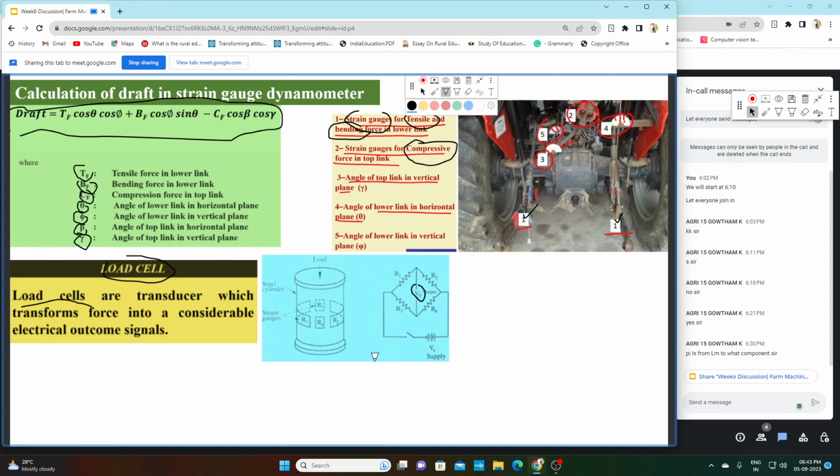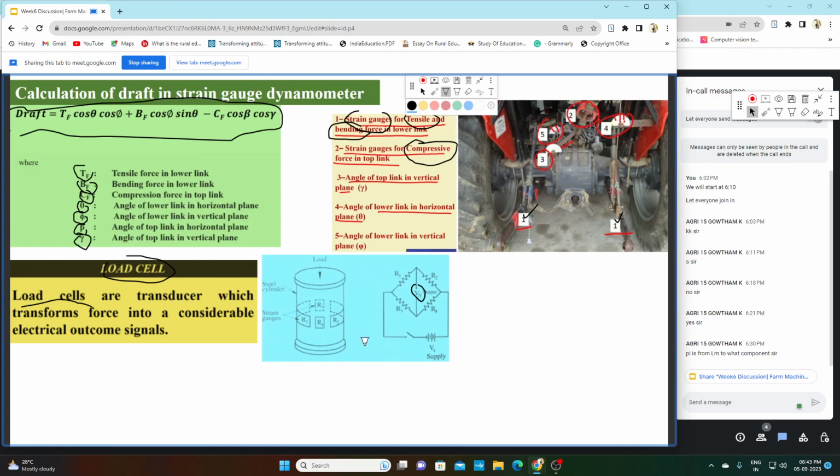So again I am repeating, the load cell works on the principle of the Wheatstone bridge. How are we making the load cell? We take a steel cylinder and stick strain gauges on it. We have four strain gauges with resistances R1, R2, R3 and R4. These are the four strain gauges we have arranged such that they are mounted in the form of a Wheatstone bridge.